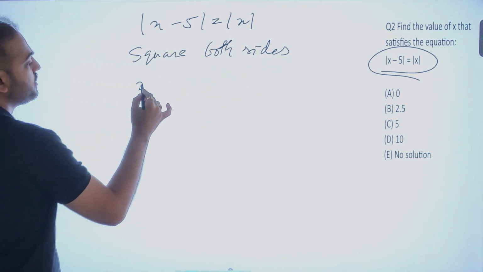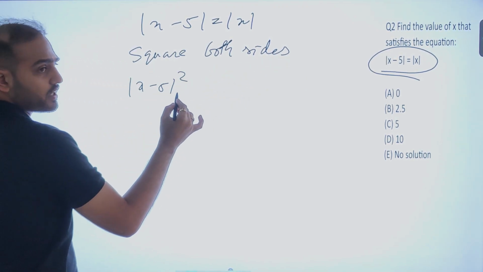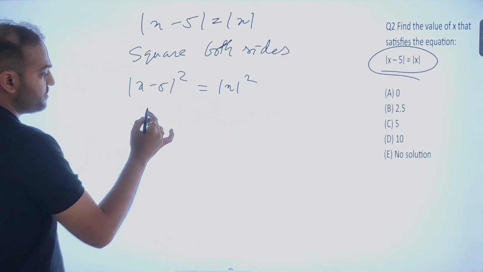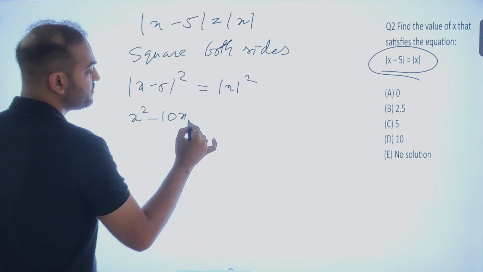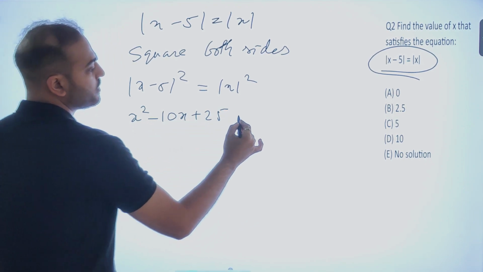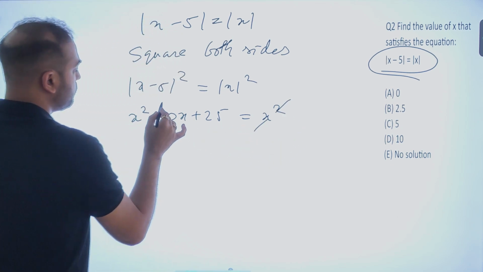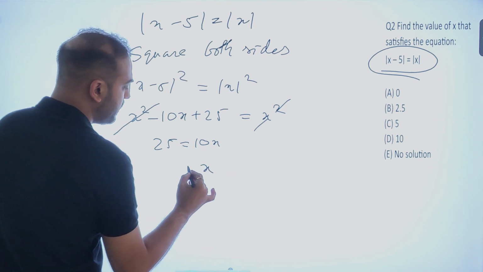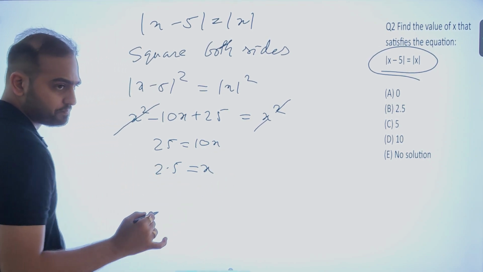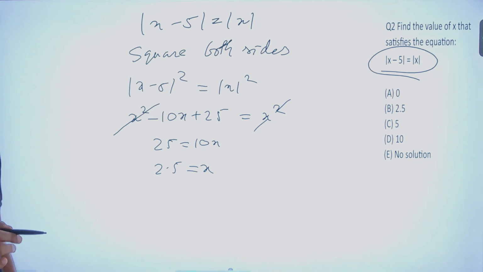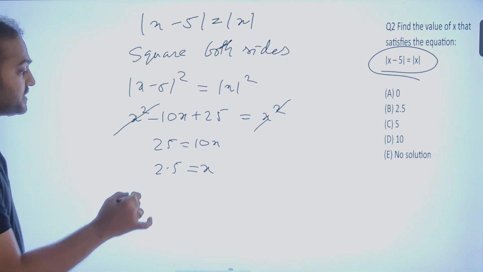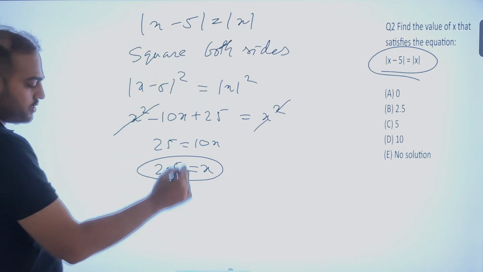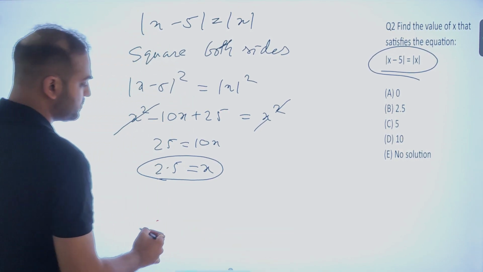What happens? Modulus x minus 5 whole square is modulus x whole square. Square modulus goes away. This becomes x square minus 10x plus 25 is equal to x square. X square cancels. 25 is equal to 10x. X is equal to 2.5. Again, do not rush. Verify the answer. Plug it back in the original to verify the answer.